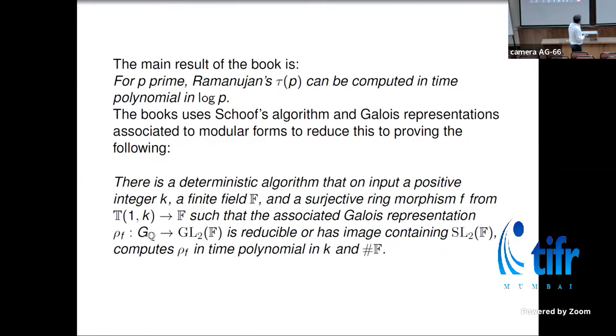The main result of this book is that for a prime p, Ramanujan's function tau p can be computed in time polynomial in log p. The basic method of this book is based on Schoof's algorithm, I think from the 1980s, I don't know exactly. He had given an algorithm to compute this: suppose you look at an elliptic curve E over a finite field F_p.